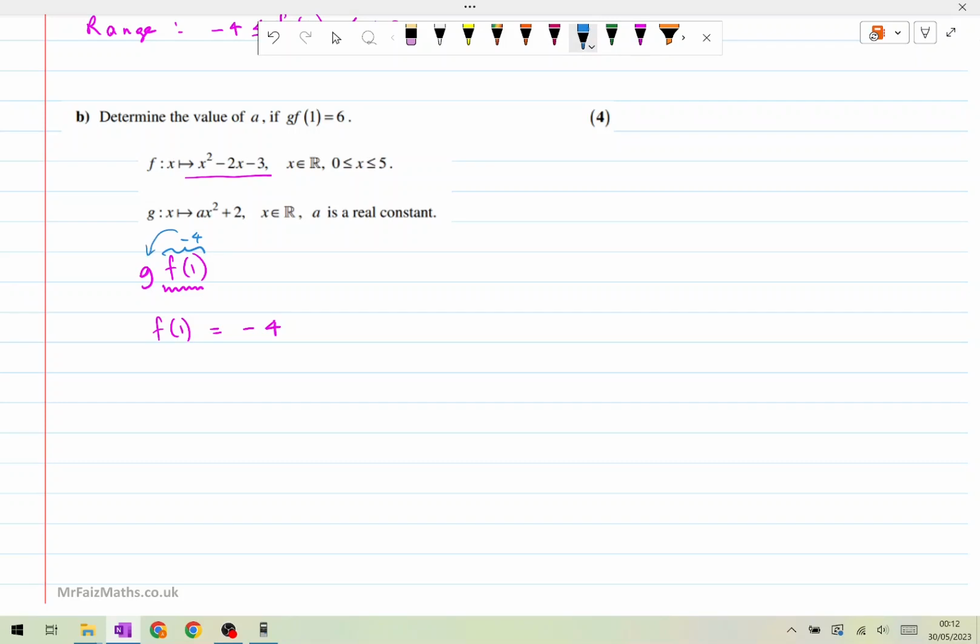We're going to substitute that into function g and then make that equal to 6. So I'm then going to say that g of minus 4 is equal to 6. Now g of minus 4 is going to be whatever this evaluates to when x is minus 4. So this is going to be a times minus 4 squared plus 2 is equal to 6. Okay, we then need to solve this equation, minus 4 squared, so that's 16a. I'll subtract the 2 to give me 4 here. And then just dividing by 16, we just get a is equal to 4 over 16, which simplifies to 1 over 4.